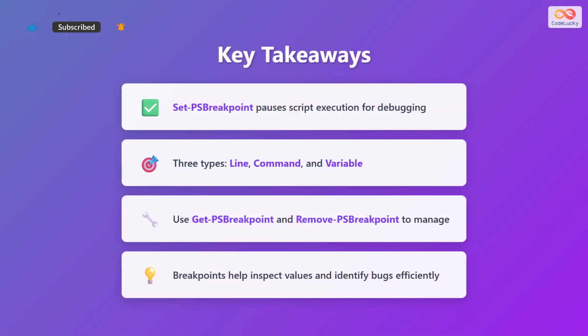Let's recap what we've learned. Set-PSBreakpoint pauses script execution, allowing you to debug effectively. There are 3 types of breakpoints. Line breakpoints pause at specific lines, command breakpoints pause when commands execute, and variable breakpoints pause when variables are accessed or modified. Use Get-PSBreakpoint and Remove-PSBreakpoint to manage your breakpoints. Most importantly, breakpoints help you inspect values and identify bugs efficiently, making you a more effective PowerShell developer. Practice using these techniques, and you'll find debugging becomes much easier.